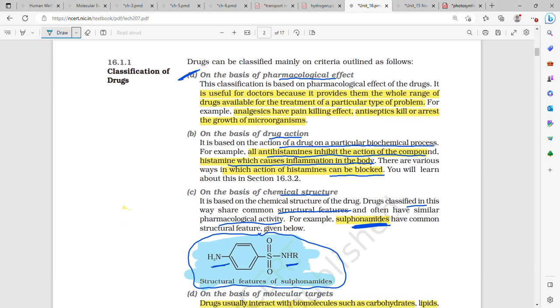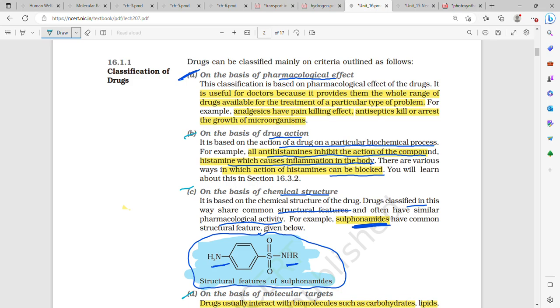Now drugs can be classified on 4 bases. Firstly, on the basis of pharmacological effect. That is useful for doctors because it provides them a whole range of drugs for treatment of particular types of problems, such as analgesics. They help in killing the pain, that is painkillers. Then antiseptics, killing or arresting the growth of microorganisms.